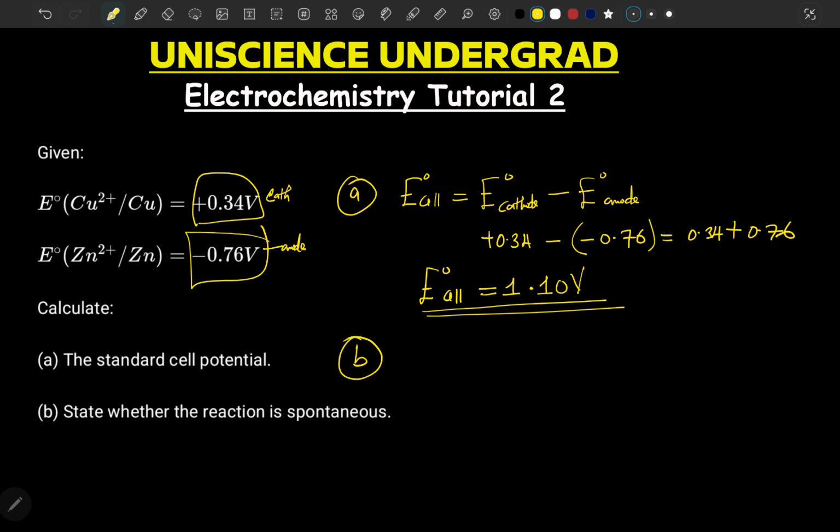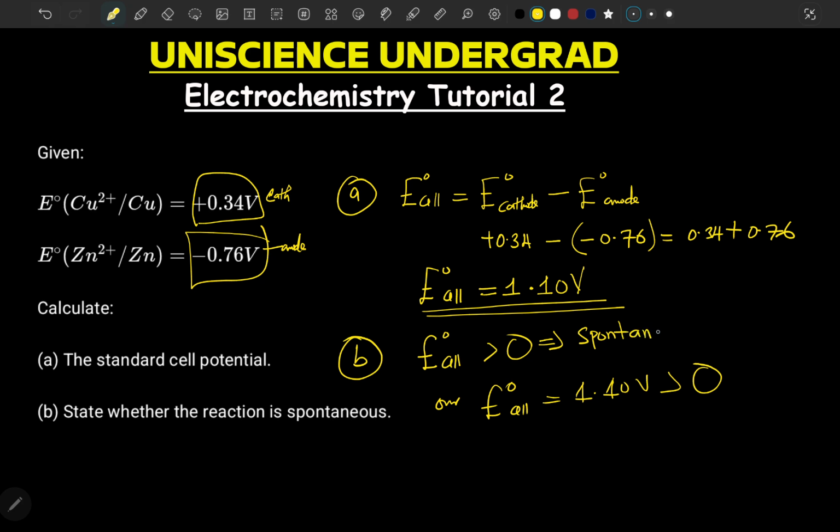Number 2, whether the reaction is spontaneous. Now, you can tell if the reaction is spontaneous when the standard cell potential is greater than 0. Now check our E cell, which is 1.1, right? And this is greater than what? 0. And by this nature, once you find that your E cell is greater than 0, that reaction is what? Spontaneous. Okay? That's all, and you're done.